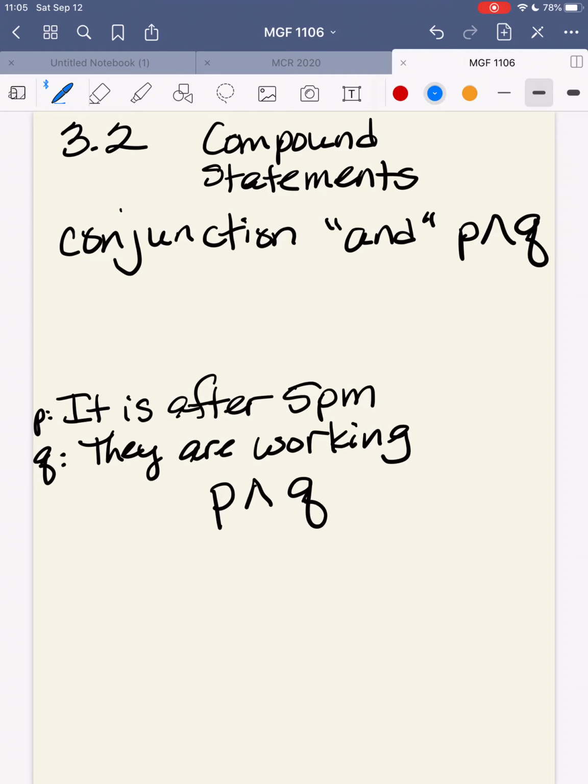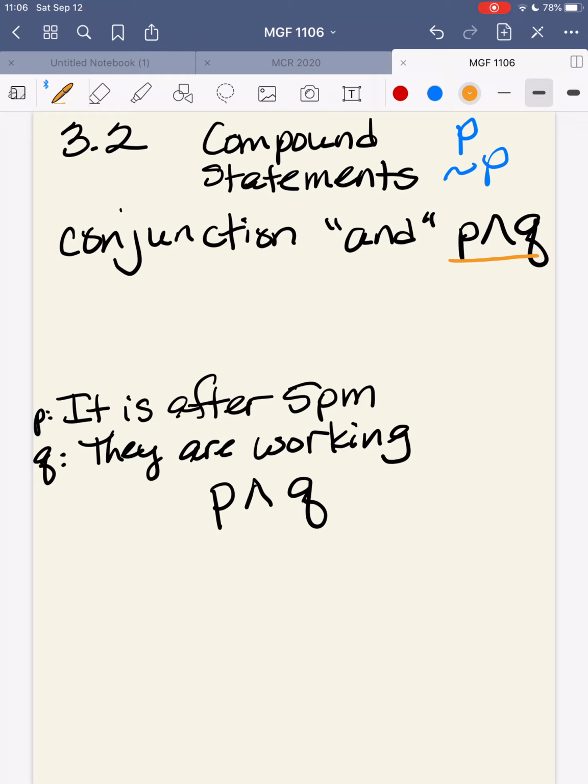All right, so here in 3.2, we're going to start adding in different compound statements and connectives. So we've already talked about if we have P, and then the idea of negation for like not P. Okay, so we talked about that in 3.1. Our first connective we're going to go ahead and refer to as a conjunction. And a conjunction is using the word and. So this would be said P and Q.